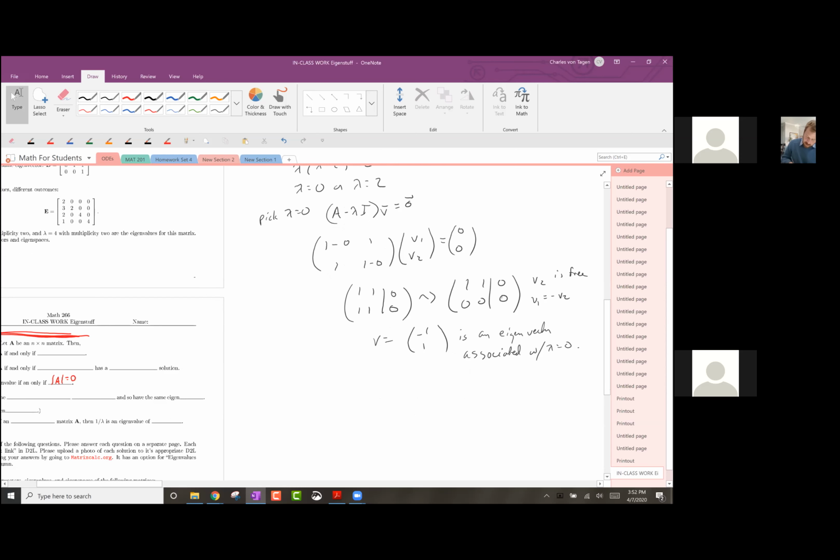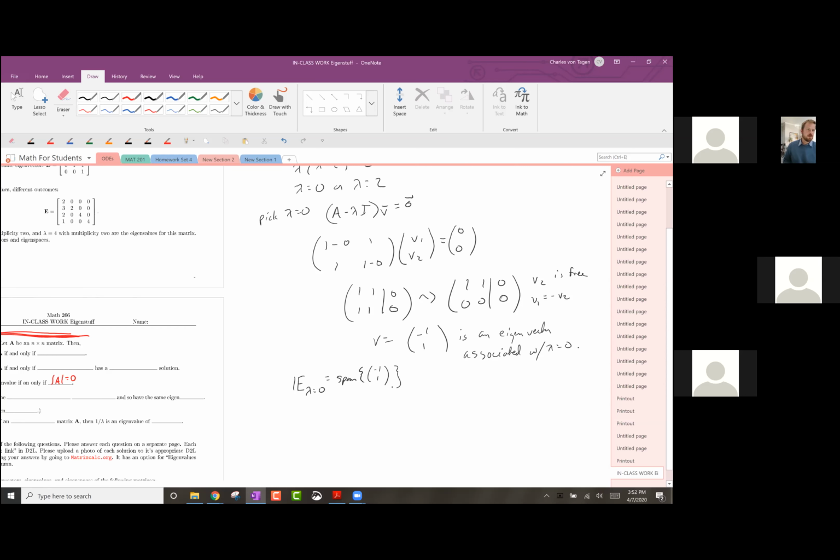All right, so then what's our eigenspace? The eigenspace of lambda equals 0 is simply the span of this vector negative 1, 1. Okay. So I'm going to stop with this problem. We would then repeat this for lambda equals 2, but there's no new material there to show. Are there any questions on this example, folks?